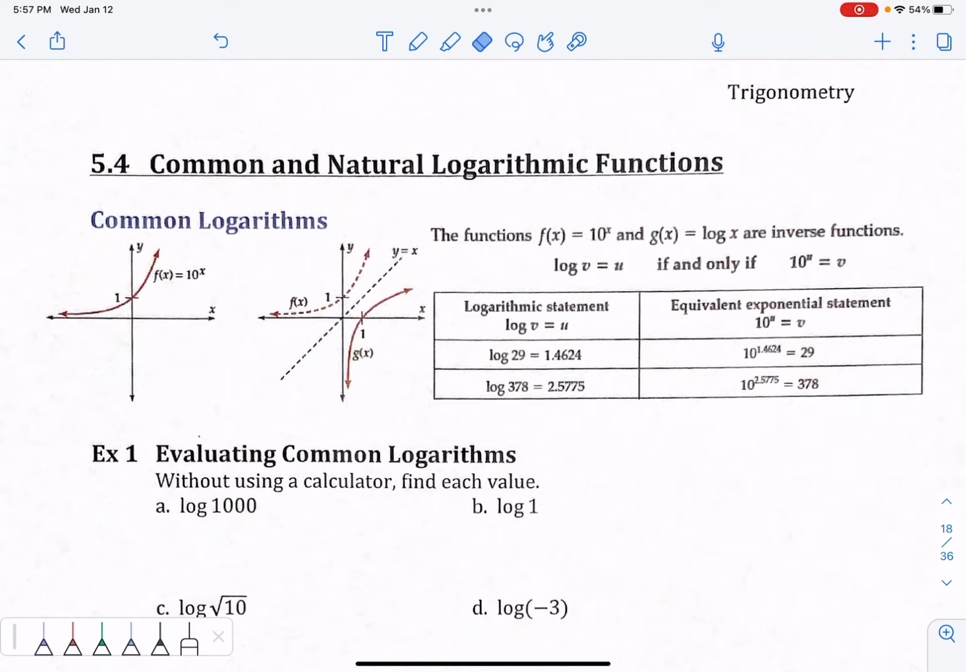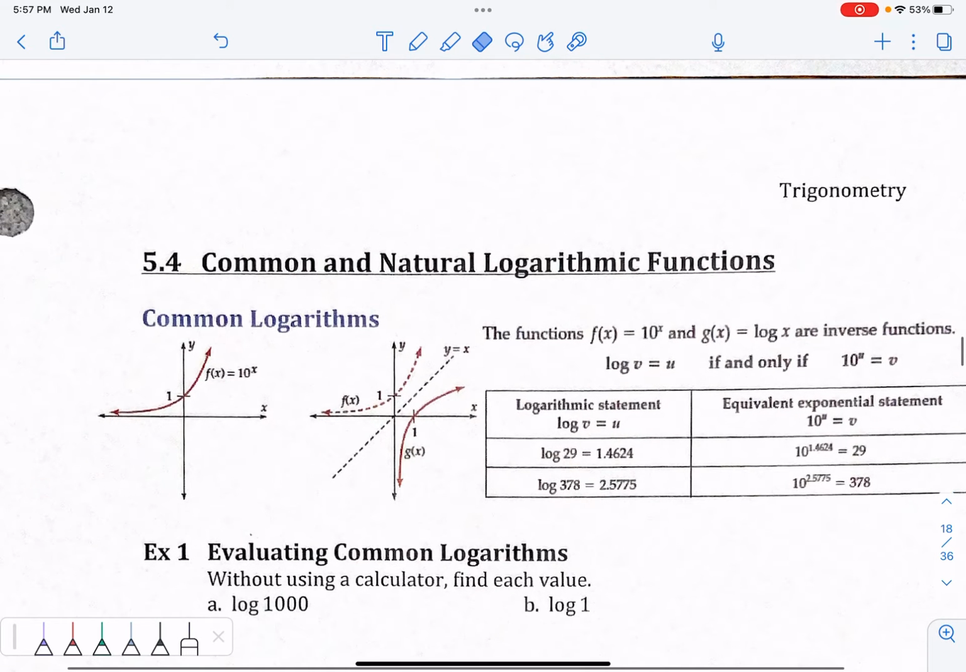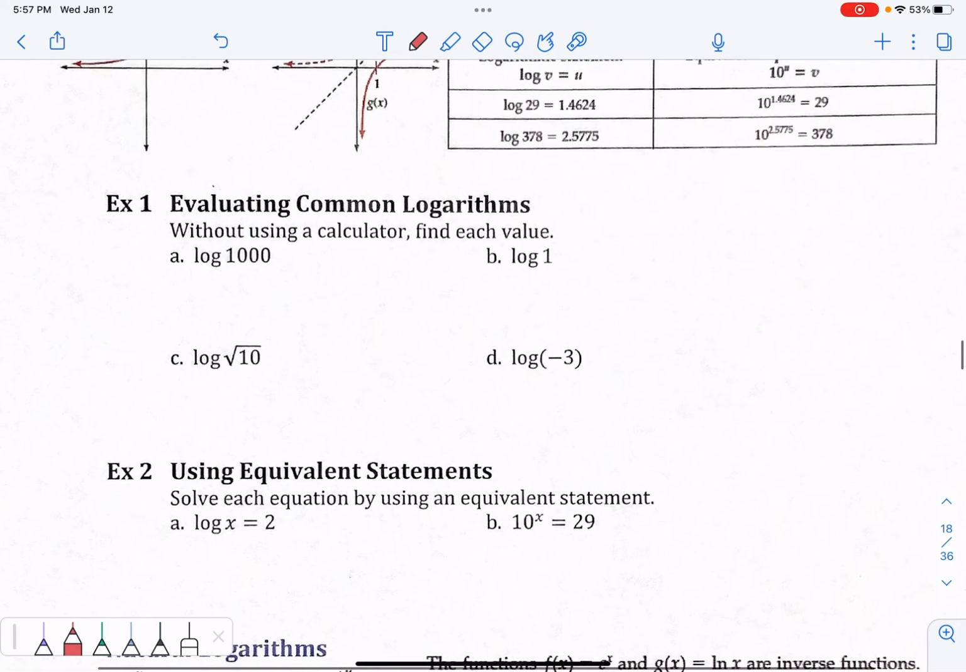But common and natural logs, this is kind of like our introduction into logarithms for this chapter. And so from here on out, we'll be discussing logs and exponential functions a lot further. There's two types of logs that they introduced to us in this section, and one of them is a common log. And a common log is just log, and you have a log button on your calculator. So kind of like these logs down here, log of 1,000, log 1, whatever.